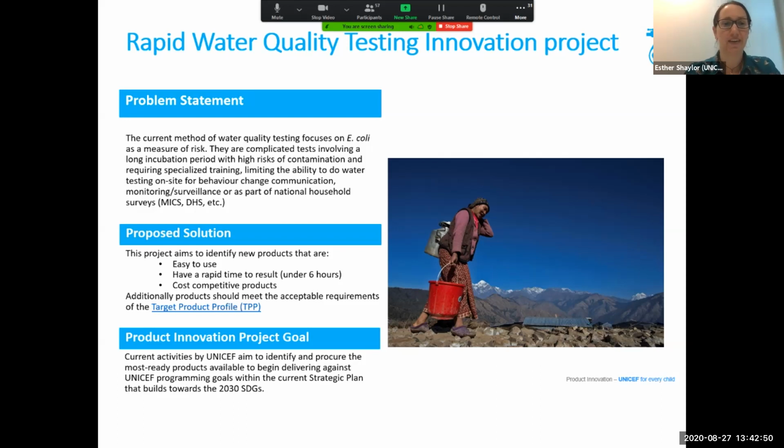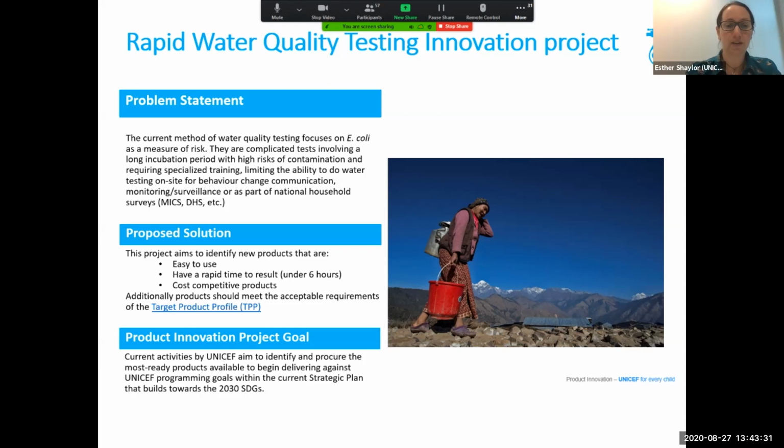So within Supply Division, we manage a lot of the procurement of the equipment that the mix team use, as well as other UNICEF offices. And we recognize that the current products that we're using have limitations. They focus on E. coli for measuring risk, but they're also quite complicated, as we saw from Rob's video. There's a lot of steps, and even in the chat, there's discussion around the sterilization and the different processes required. And these complications limit the ability for us to do on-site water testing and use it as a tool as part of behaviour change communication or community engagement with water safety planning, for example.